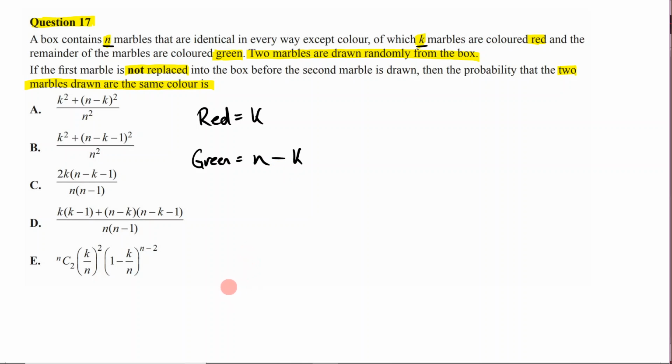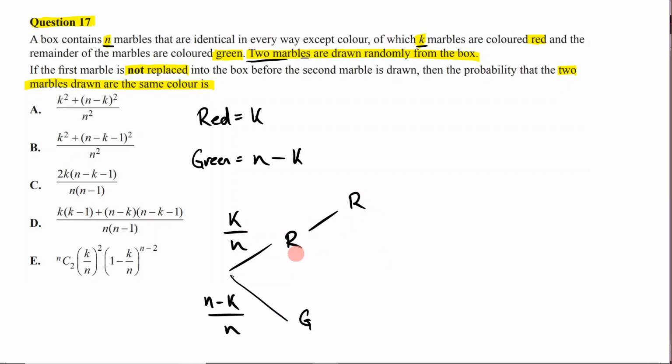What I'm now going to do is say, all right, I'm drawing 2 marbles at random. So my options are red or green. The probability of me pulling a red is going to be k over n, and the probability of me pulling a green is going to be n minus k over n. Now, what's the probability of me pulling another red, having drawn a red, and remember that we're not replacing them? It's going to be k minus 1, because I've already taken a red out, and remember, I have to subtract 1 from my denominator as well.